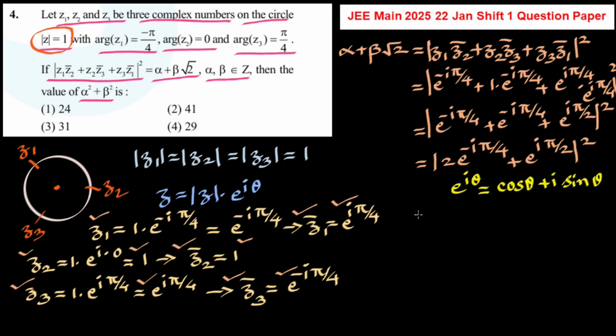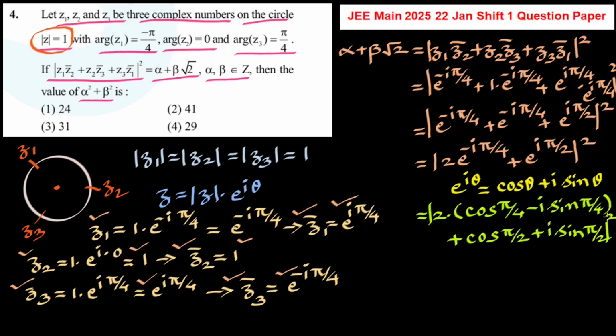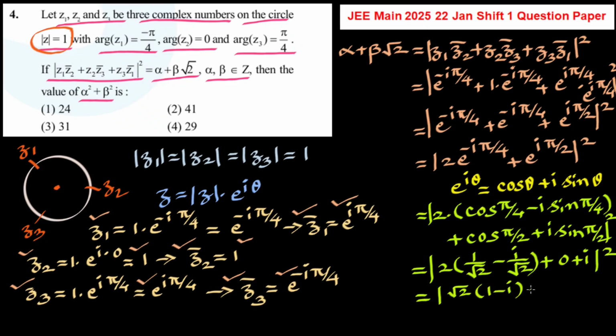Now e raised to i theta in the polar form is cos theta plus i sin theta. So therefore this will be 2 into cos pi by 4 minus i sin pi by 4, plus cos pi by 2 plus i sin pi by 2, square of the mod of this. This is the mod of 2 into 1 by root 2 minus i upon root 2, plus 0 plus i, and square of this mod, equals the mod of root 2 plus i into 1 minus root 2, square of this mod.